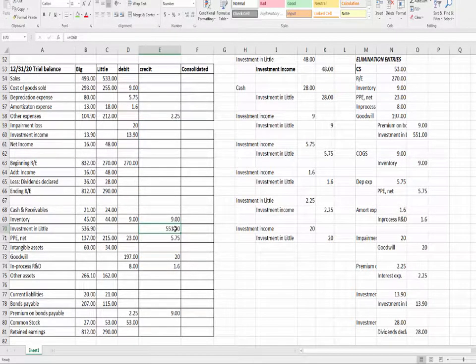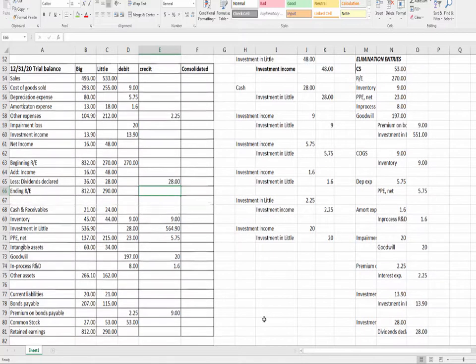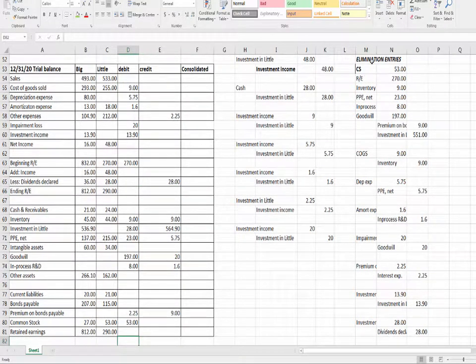Crediting my investment in Little, and again, in my formula bar, right now I've already got a plus there, so I'll go up to my formula bar, put my cursor there, hit the plus sign again, and add that. And then finally, dividends declared, I'm going to debit the investment, so plus that. Credit dividends declared plus that. Now again, in a spreadsheet, there's no reason not to do this. Take a minute, go to auto sum, and sum up this entire column.